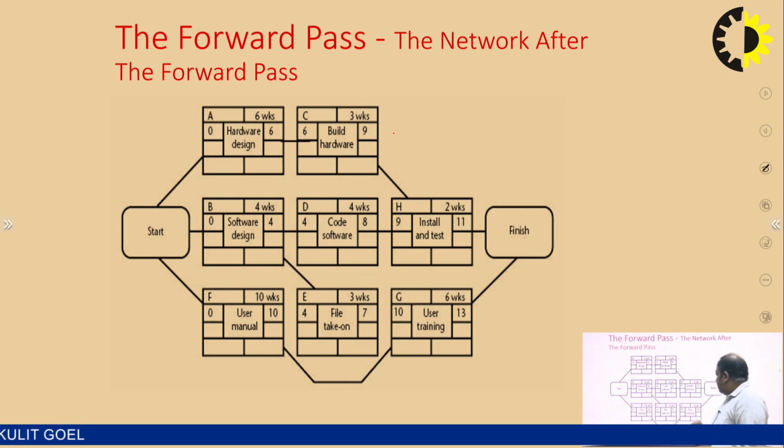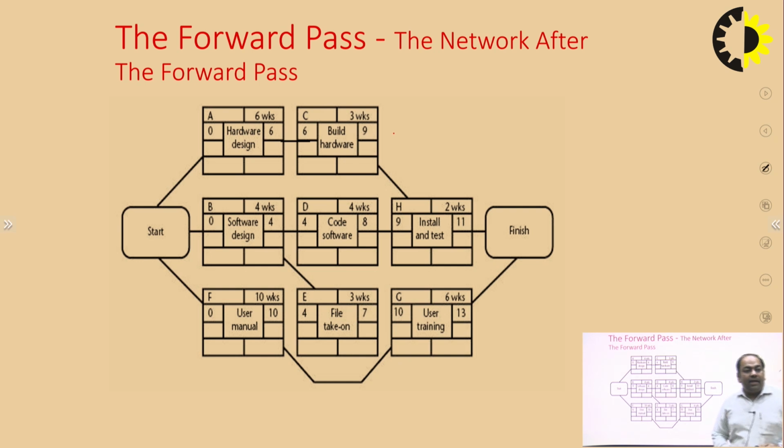Okay, it will become 13. How does it become 13? It becomes 13 as B and E. So it will become 7 and 6 weeks of them. So 7 plus 6 is equal to 13. So after this, it will finish the project in 13 weeks.